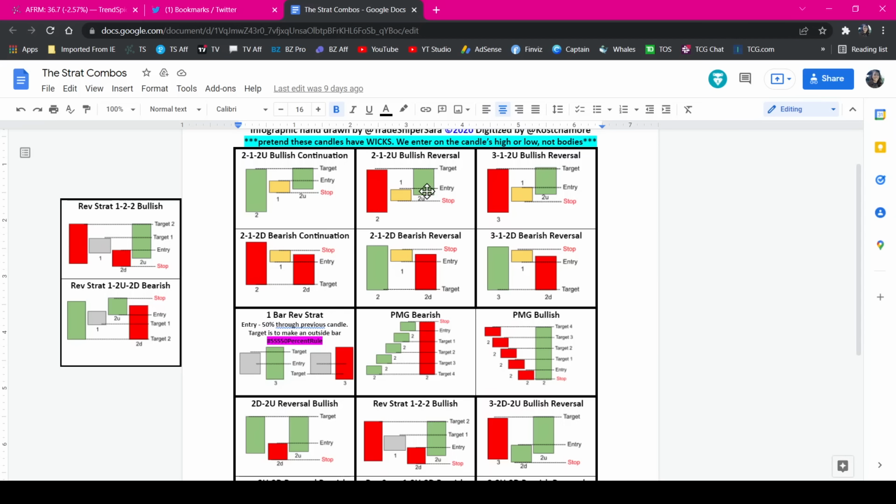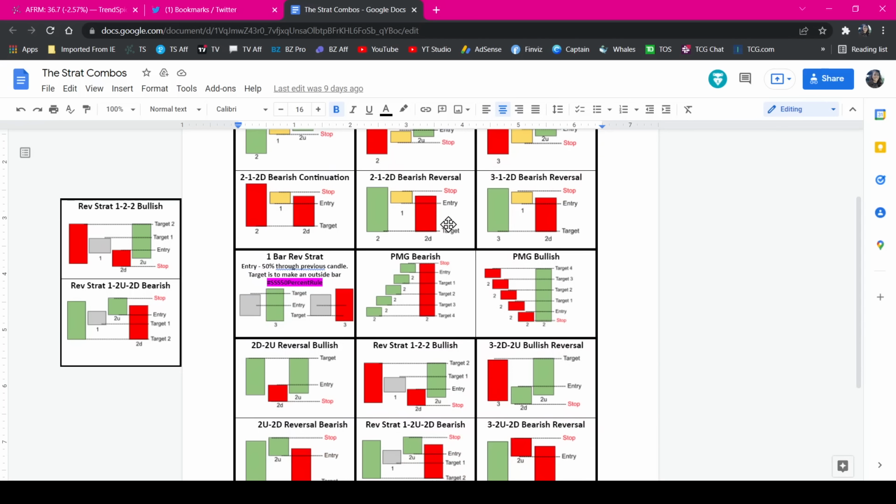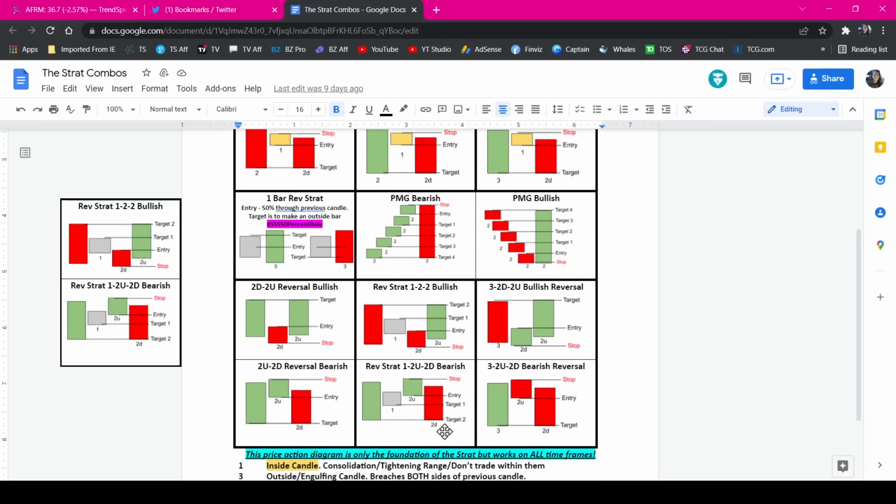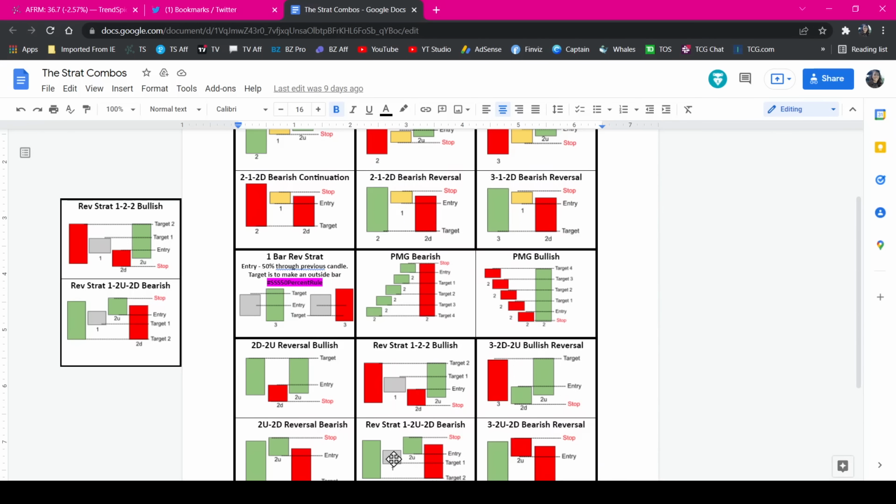And you'll notice a rev strat is exactly this setup, but with a 2 down after it. It's a 4 candle setup. But see, you have a 2, a 1, a 2 up, but the rev strat has the 2 down. So I don't want to take this 2 up.